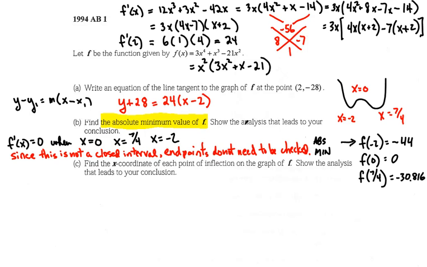So just another note here, it says to find the absolute minimum value of f. So it doesn't say what is the x-coordinate where the absolute minimum occurs, or find the x-coordinate of the absolute minimum. It says find the absolute minimum value, and so it's looking for -44, which would be the correct answer there. Or you could say -2 comma -44.